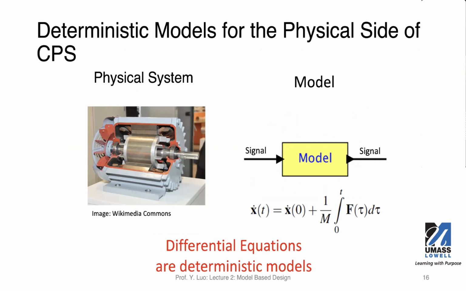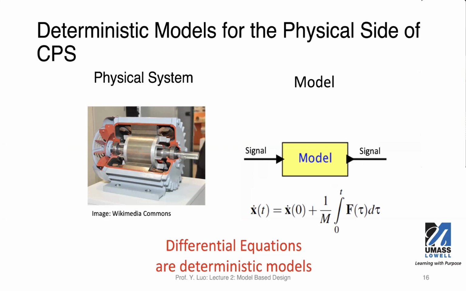Okay, so we know a cyber-physical system has both the cyber side and also the physical side. The physical side often involves certain physics, dynamics, sensing, or actuation. So any physical system that we interact with follows some kind of physics law.